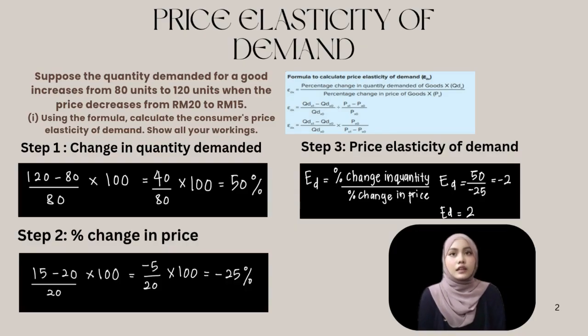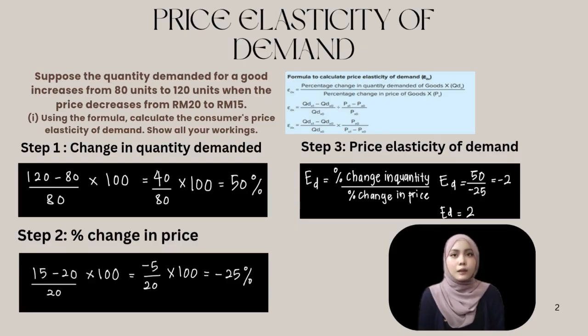So next, I find the percentage change in price by subtracting the old price from the new price, which is 15 minus 20, dividing by the original price 20, and multiplying by 100. This results in a minus 25% change because the price has decreased by 25%.